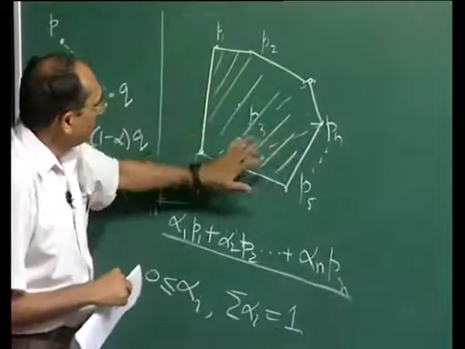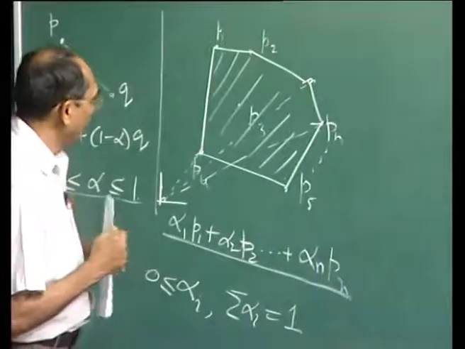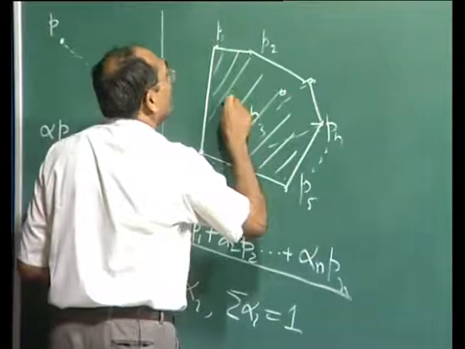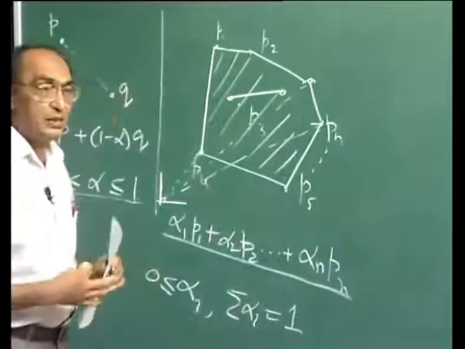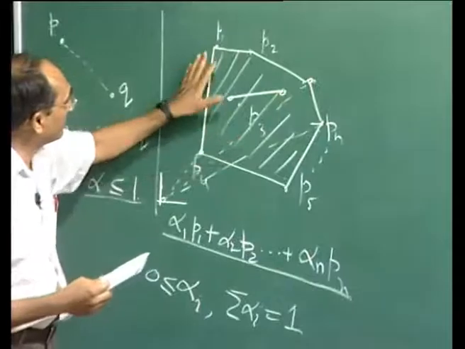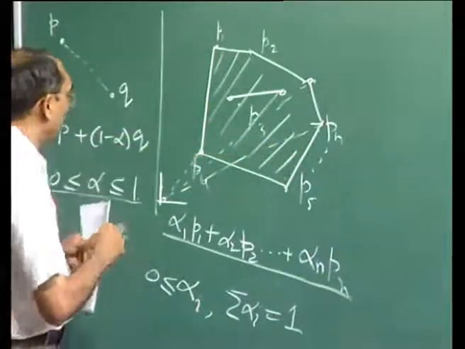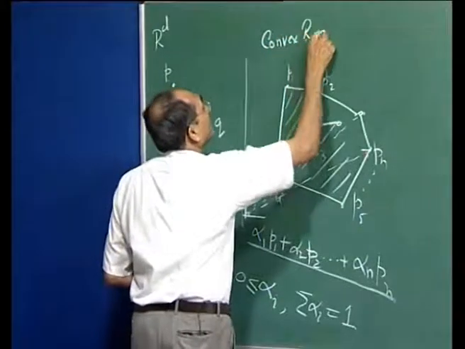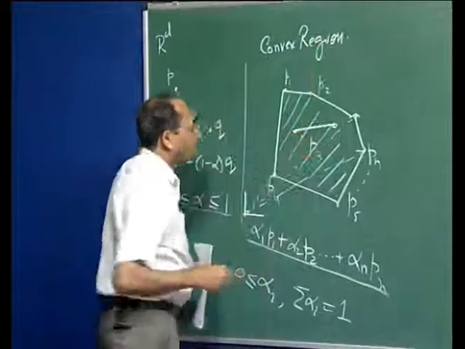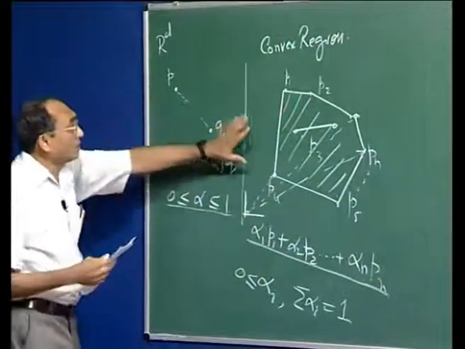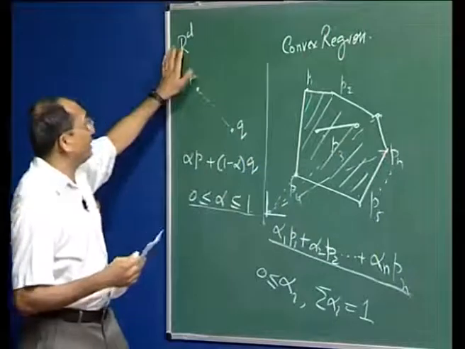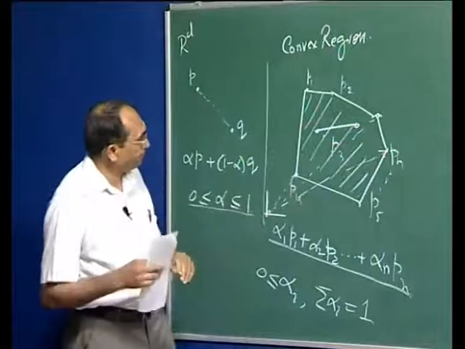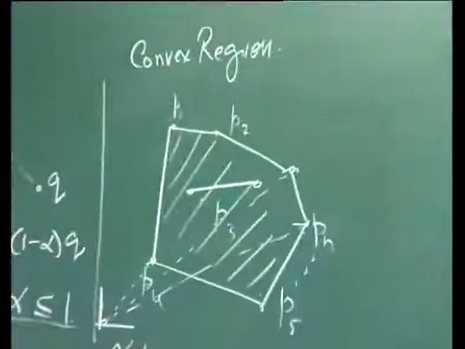Now, such a region is called a convex region, and that is because you pick any 2 points and consider the line segment between them. This entire segment is inside this region. So, this is called a convex region. A convex region defined by n points in R^d is given by this. The surface of such a convex region is called the convex hull.